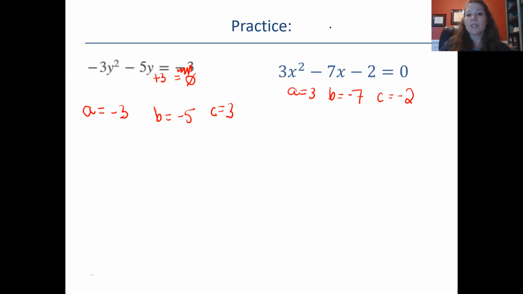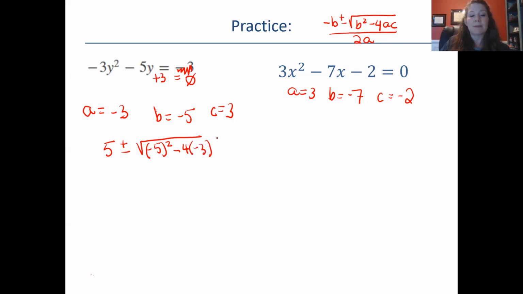Okay, so hopefully you all started with your quadratic formula. So negative b plus or minus the square root of b squared minus 4ac all over 2a. So the opposite of b would be positive 5 plus or minus 5 squared or negative 5 squared. If you don't put that in your calculator with a parentheses around it, you're going to get the wrong answer. Minus 4 times negative 3 times positive 3 all over 2 times negative 3.